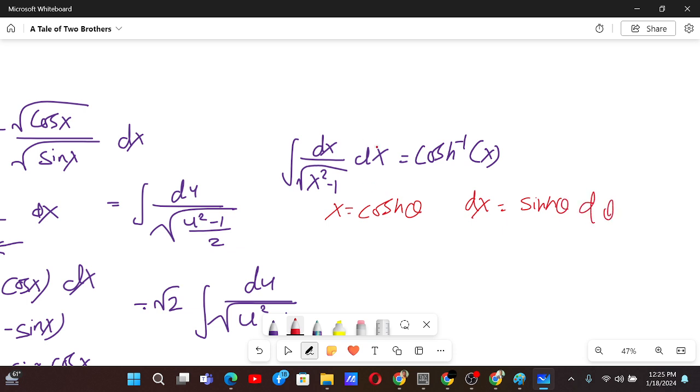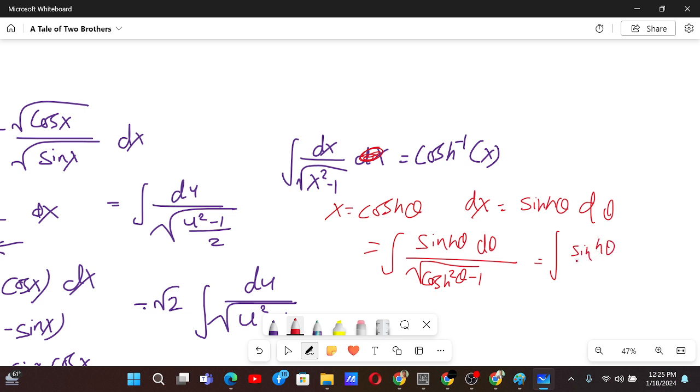Yeah, okay, so I have written 2 dx over here. Then our dx is sinh theta d theta, and over there also it will be sinh theta, since cosh square theta minus 1 is sinh square theta, and that is again sinh theta. So sinh theta by sinh theta d theta, and now this cancels out. What remains is theta plus c, and what is theta? Theta is cosh inverse x. So this is how it's derived.